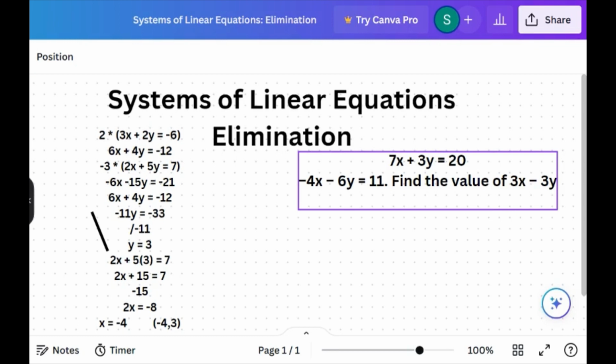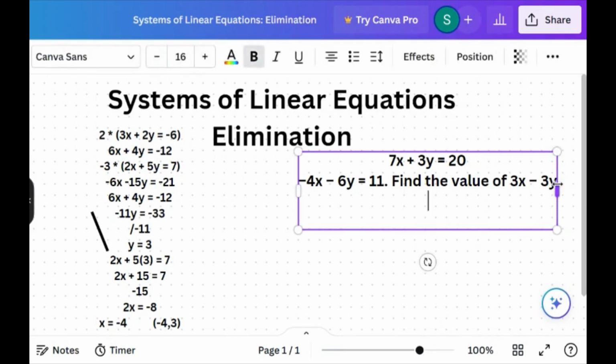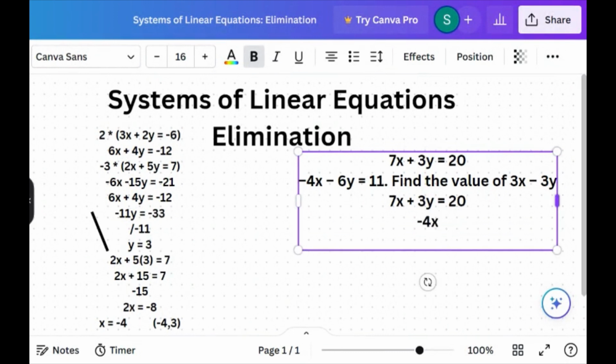Now, the long way through this that none of us really want to do is to find the x and y values separately through all of that long process that we did before, and then substitute them into this expression. No, there's an easier way, and I will show it to you. First of all, the first step is to set these equations on top of each other just so that we can see better. So 7x plus 3y is equal to 20, and negative 4x minus 6y is equal to 11.